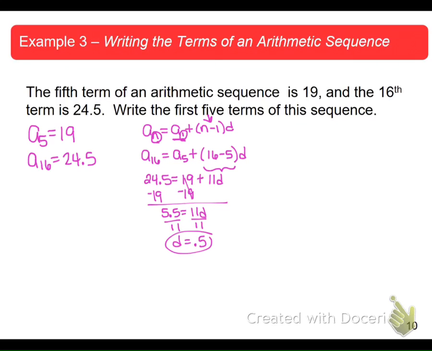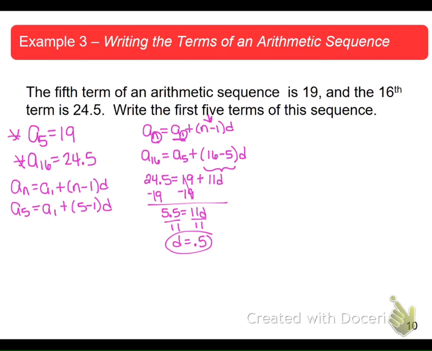Now once you know your common difference, you can go back in and say, oh, well, I can use either the a sub 5 or the a sub 16 and write an equation for that, plug in d, and then I can find that first term. So I'm going to use this formula again, but this time I'm going to be looking for the first term. I'm going to use a sub 5 because it doesn't have a decimal. So I'm just going to plug in that my n is going to be 5. And I can put the 5 minus 1 there because I had 5 and I'm using the 1.